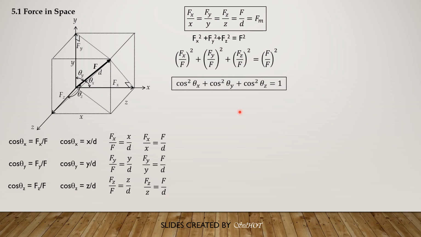And when theta x equals theta y equals theta z, or when this box is a cube, then the angle theta would be equal to 54.74. You just add these three cosine squared theta equals 1, then you can solve theta to be 54.74 degrees.